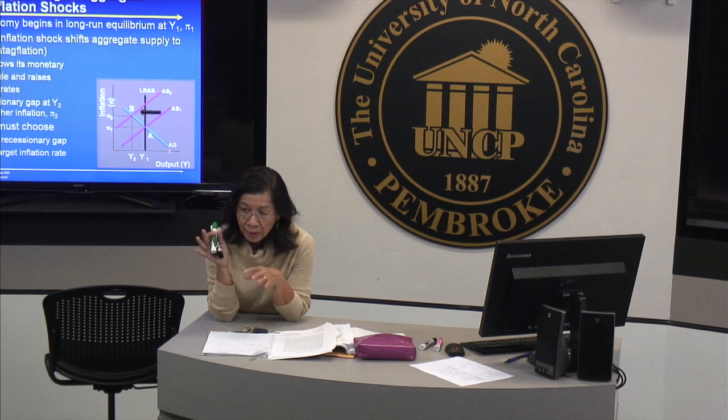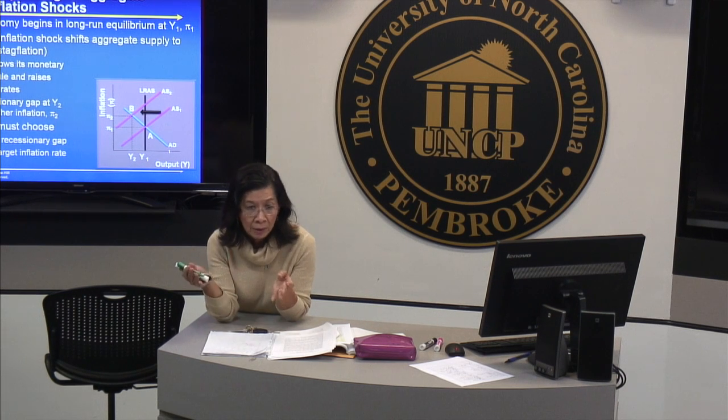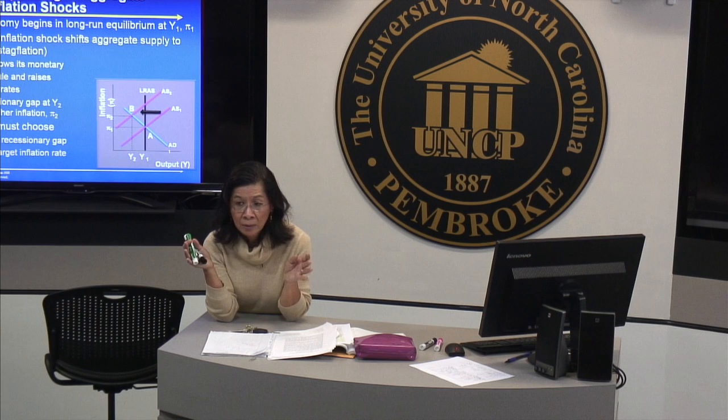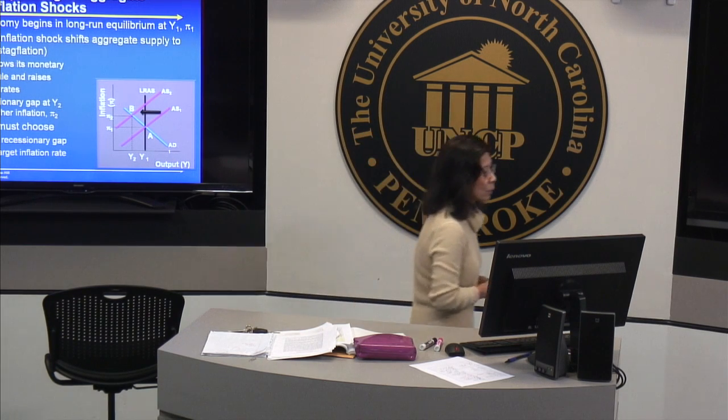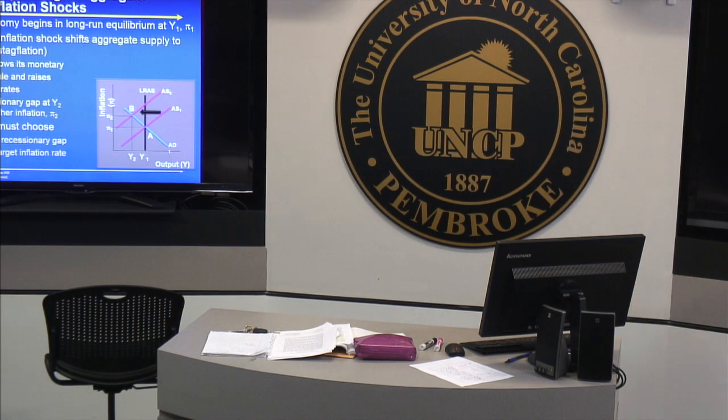So let's just say you're very ignorant. Say, I don't know what's going on. I just walk into the class. I've been missing my classes, so I don't know what happened. Let's just flip a coin. And if you flip a coin, you got a head. A head tells you that you should shift the AD curve to the left. Let's just say you do that.